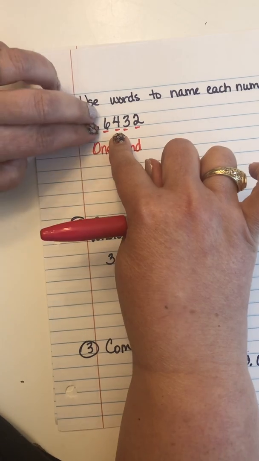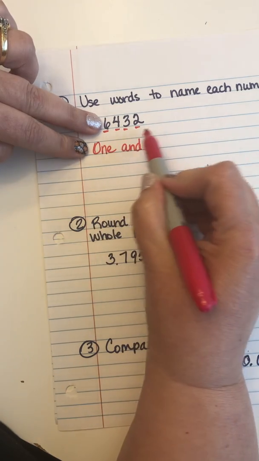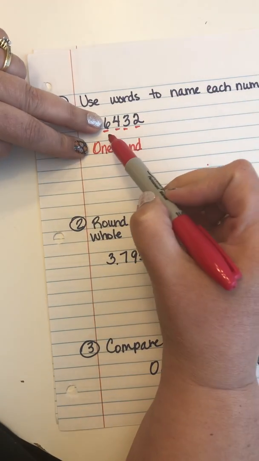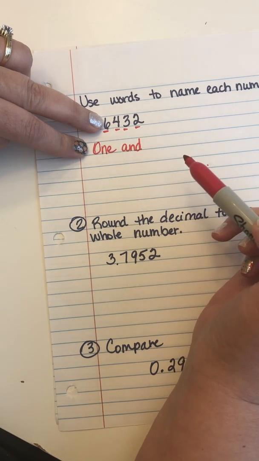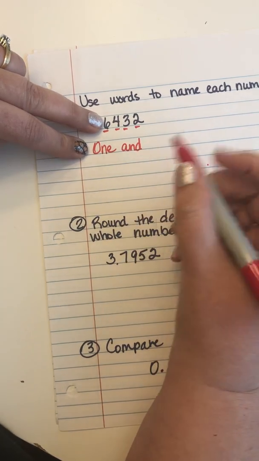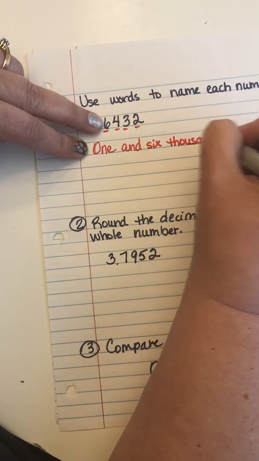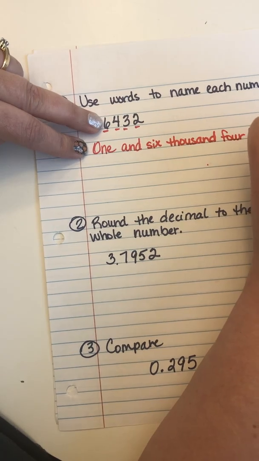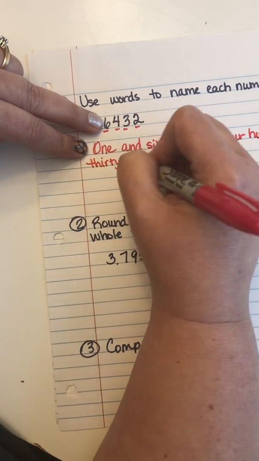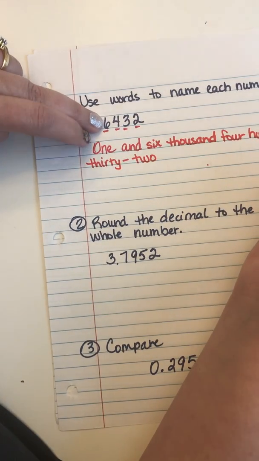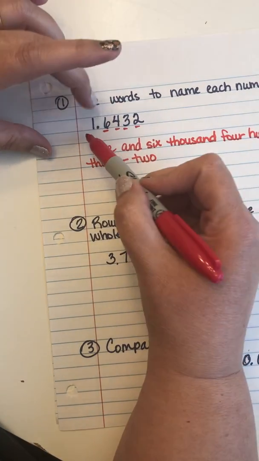Now, I'm going to look at this number, and I'm going to cover up my decimal, and I'm going to cover up everything else, and I'm just going to look at this number to the right of the decimal point. And if I look at that number, I would read that number as 6,432 if it were a whole number. And so that is the wording I'm going to use. 6,432. Okay? So I'm just pretending that 1 and that decimal point are not there right now because I've already covered them under 1 and.